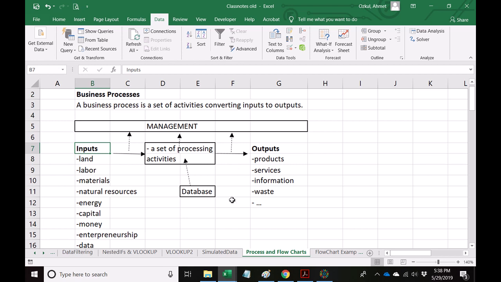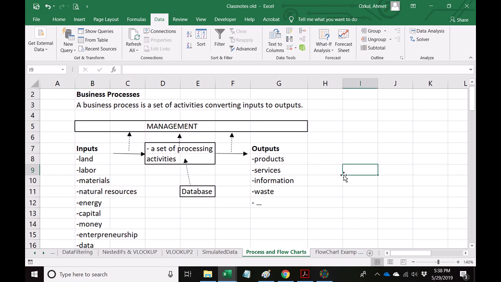But inside the box there are a set of activities processing the inputs. At the end of this processing there is an output or a couple of outputs coming out of the box, and these outputs are more useful. After the processing there is value added to each input, so you have something, hopefully something better.